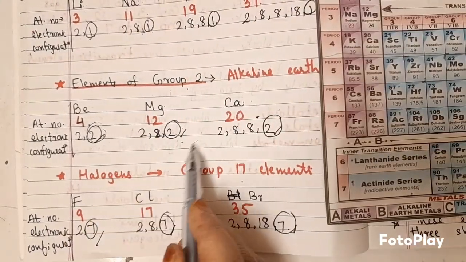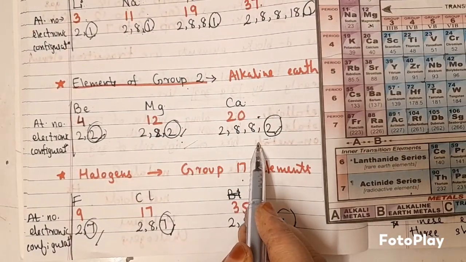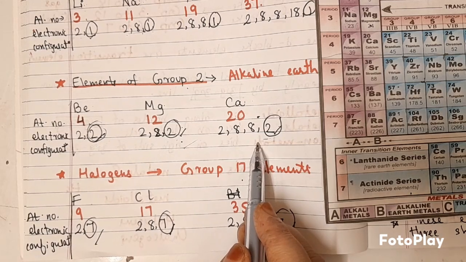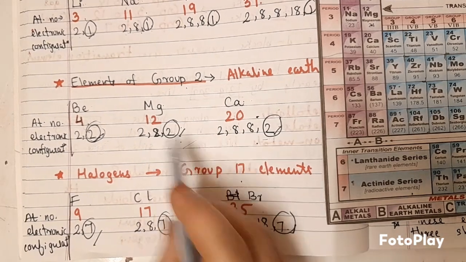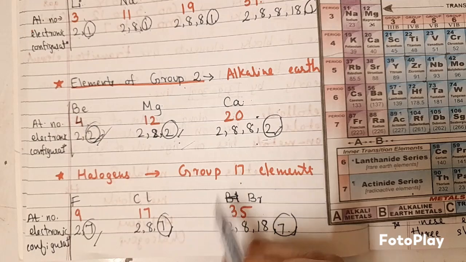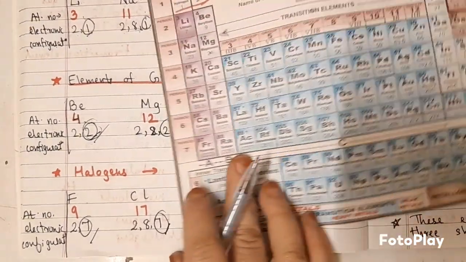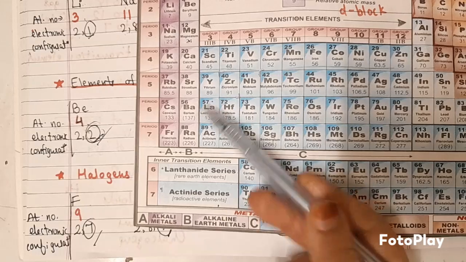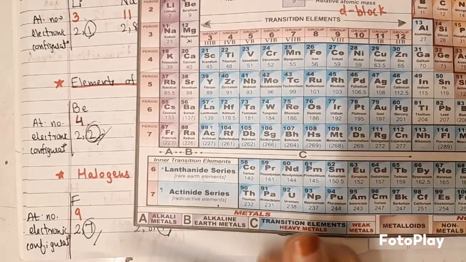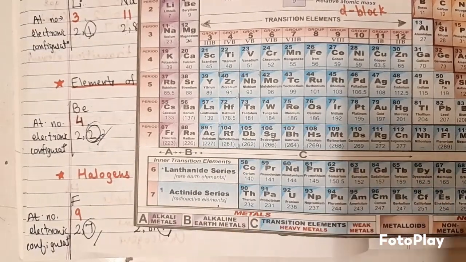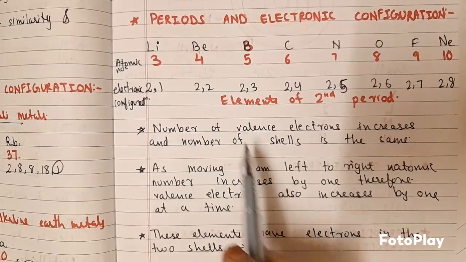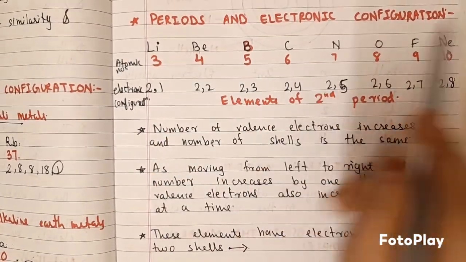Okay, one electronic shell gets added at a time, and from this we can say that the electronic configuration of the outermost shell, the last shell, is characteristic of a particular group. However, as we go down a group, the number of shells goes on increasing, but the valence electrons remain the same.